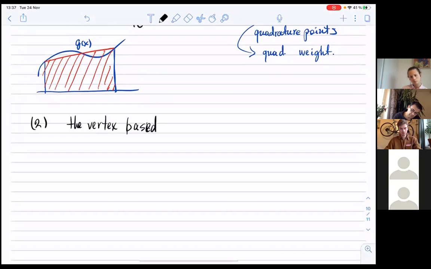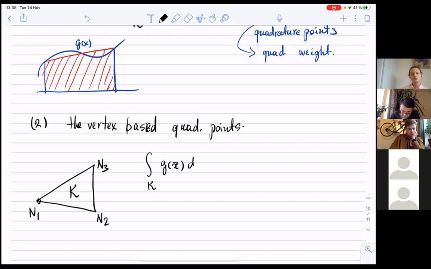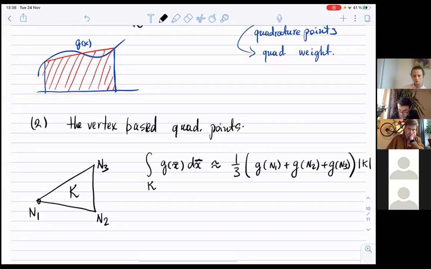The vertex-based quadrature points. So it says that if this one is our triangle, we denote these nodes by n1, n2, and n3, and this is our triangle K. If you want to calculate the integral on K of some function g, so it's a 2D function, g(x) dx is approximately equal to 1/3 of g(n1) plus g(n2) plus g(n3), times the volume of K.